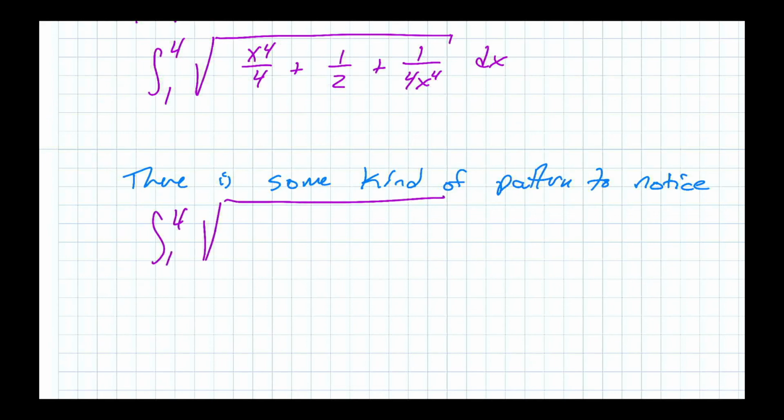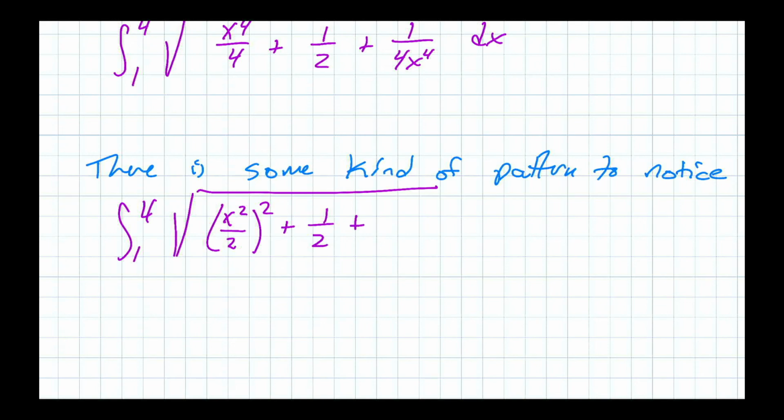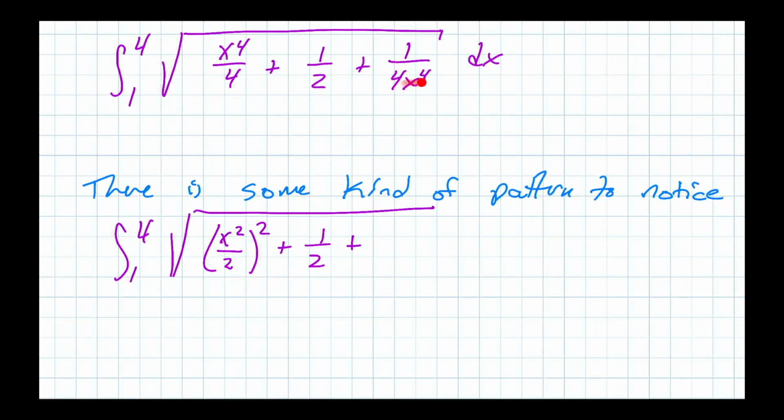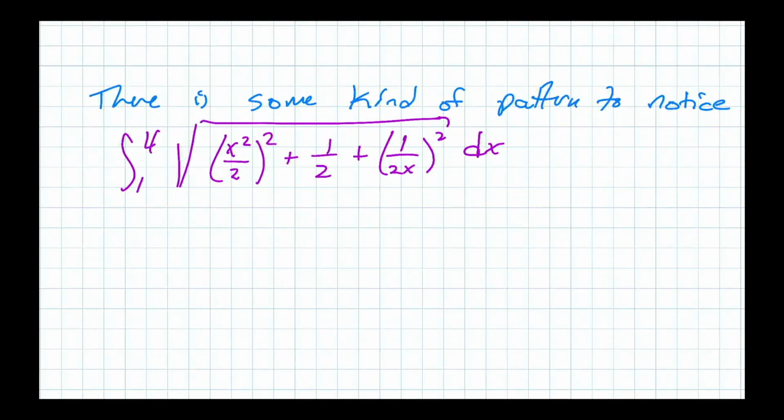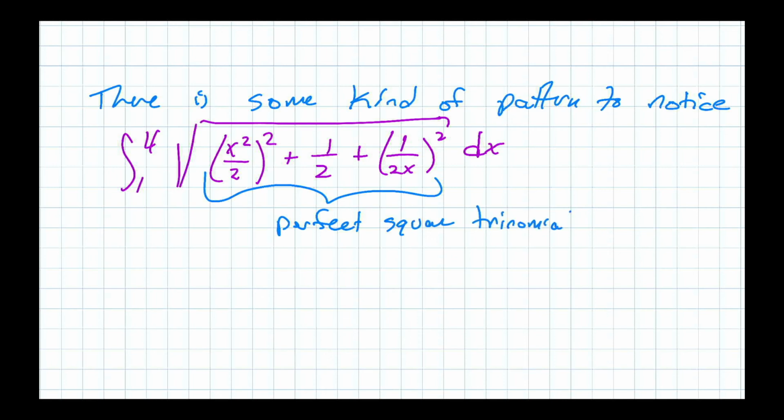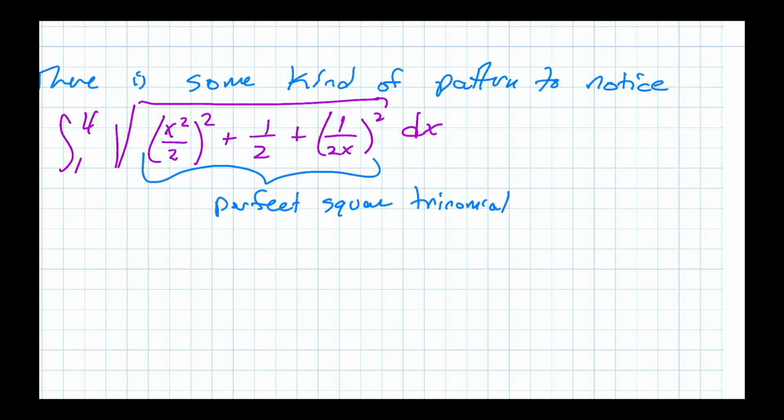Okay, and the pattern is going to be this: x to the fourth over 4, you could write that as x squared over 2 squared, right? And the 1/2, just write the 1/2 as 1/2. And the 1 over 4x to the fourth, you could write as 1 over 2x squared, like that. Okay? And this actually factors. It's a perfect square trinomial, believe it or not. What I mean by that is if you do a plus b squared you get a squared plus 2ab plus b squared, like that. That's what's going on over here.